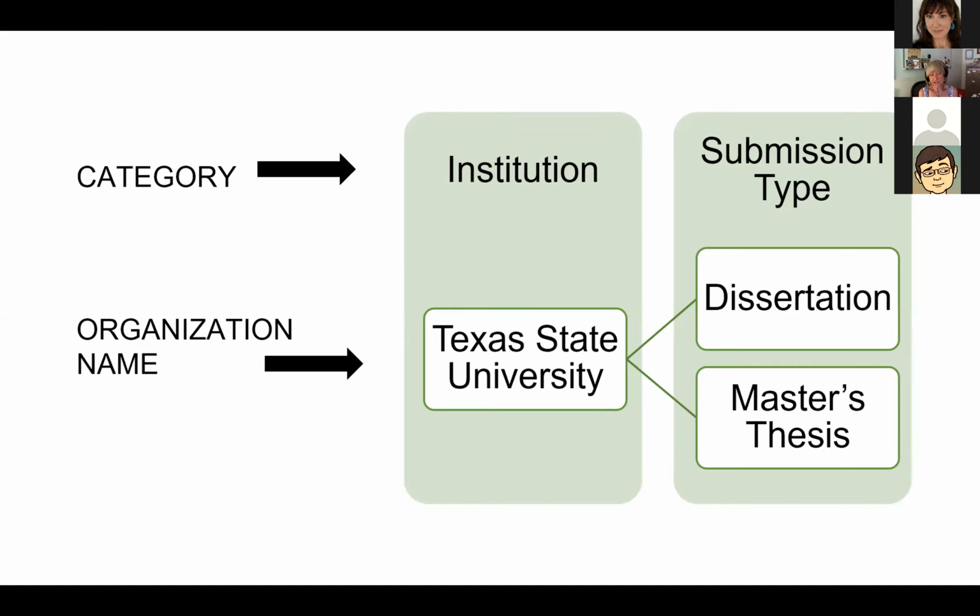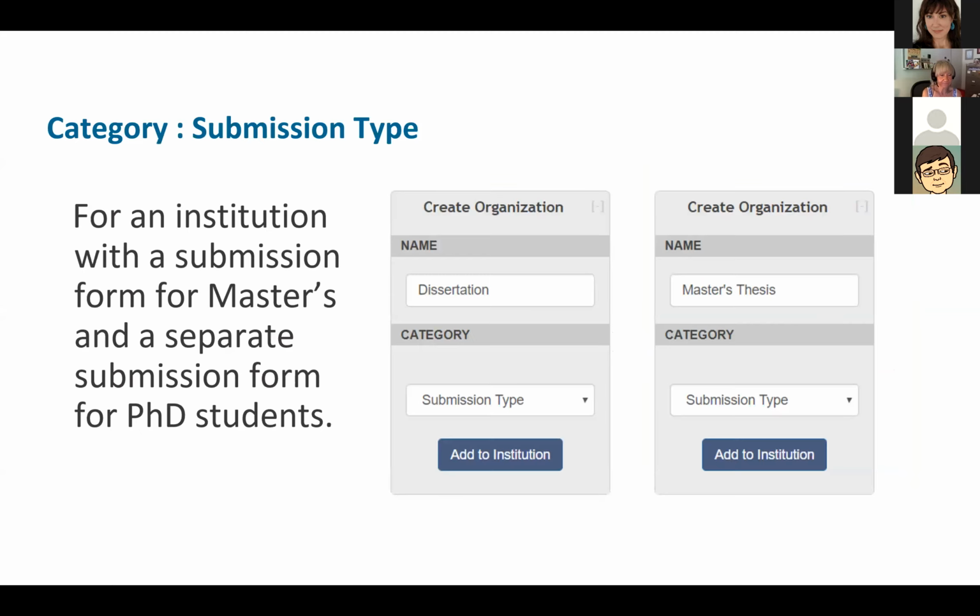Only theses and dissertations are being submitted to Vireo, but dissertations and master's theses may actually have different workflows. And so under Texas State, they have set dissertations and master's theses as two separate workflows, two separate organizations that are under that parent organization. And whatever the default settings are at the Texas State University level, currently those are carried through to that next level. This is just an example of what that looks like. You just create your organization and you give it a name, and then you add it to the institution.